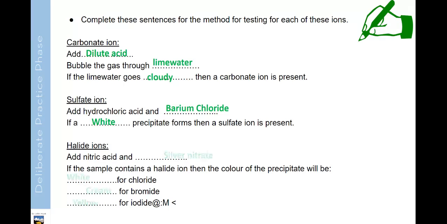For your halide ions, you add nitric acid and silver nitrate. You get a white precipitate for a chloride ion, cream for bromide, yellow for iodide. So well done if you got those correct.